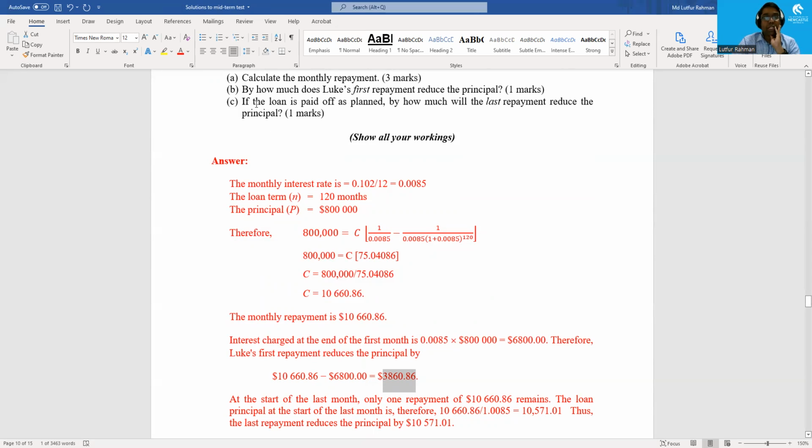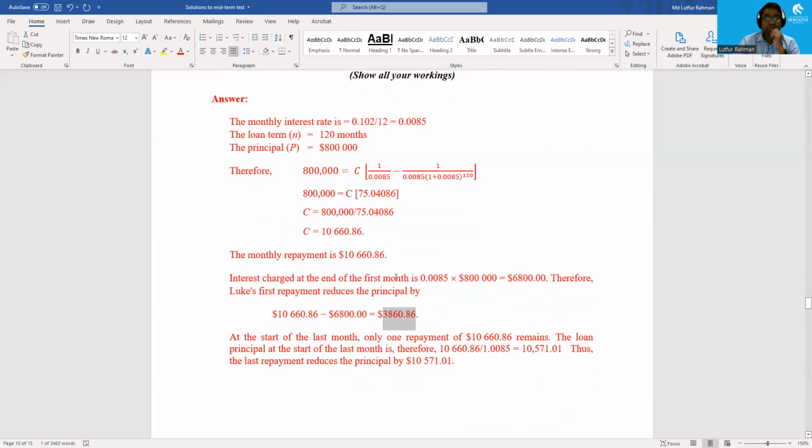Then the last part of the question is, if the loan is paid off as planned, how much will the last repayment reduce the principal? Okay, now look, the last repayment is 10,660.86, the same as our monthly installment. So as a result, the principal at the beginning of the month should be the present value of this installment at the beginning of the month, right?